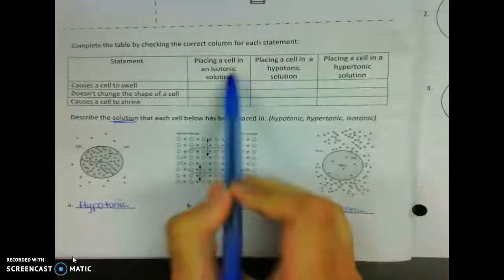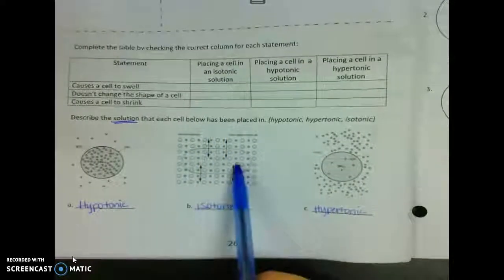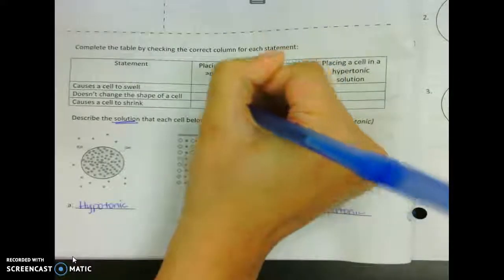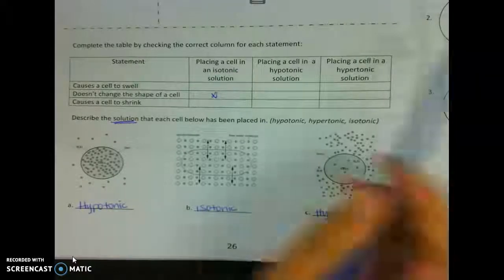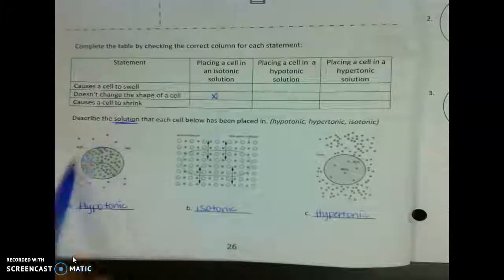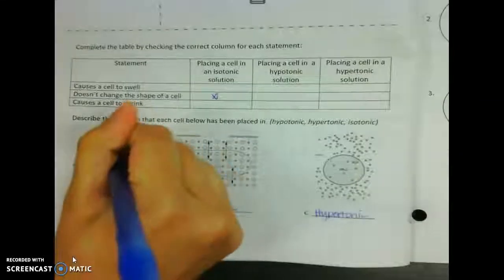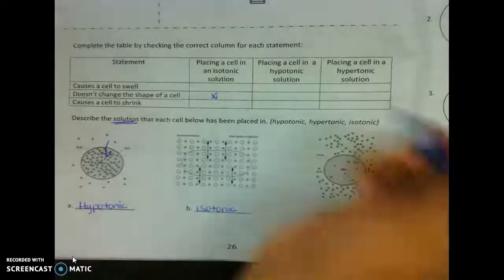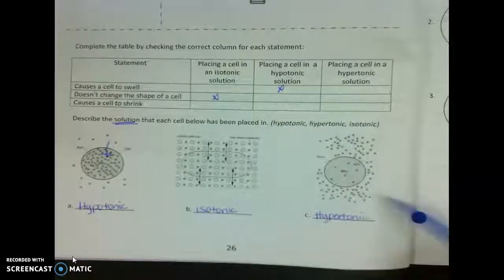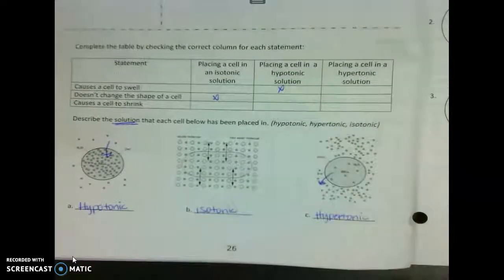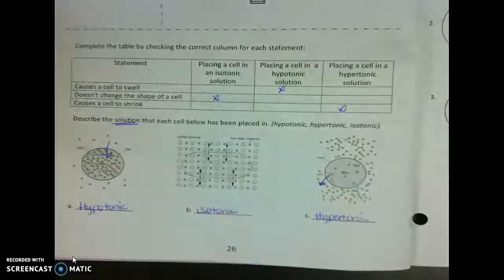Now, when we place a cell in an isotonic solution like we did here, we are not actually going to change the shape of the cell because we have an equal rate of water moving in and out of the cell. When we place a cell in a hypotonic solution like we did here, water is going to move into the cell, and that's going to cause the cell to swell. When we place a cell in a hypertonic solution like this case, water is going to move out of the cell to help dilute the environment, and that's going to cause our cell to shrink.